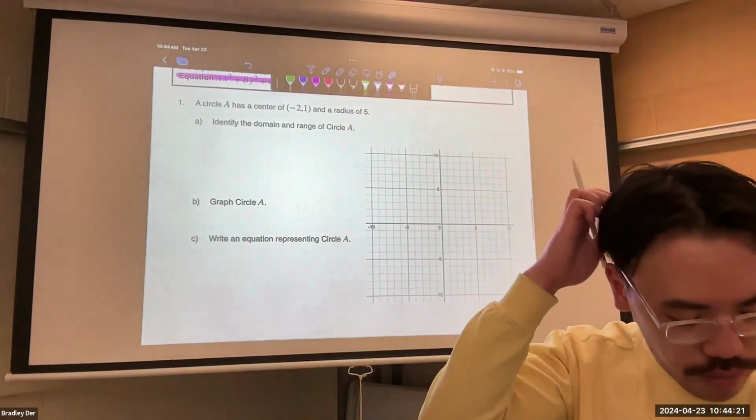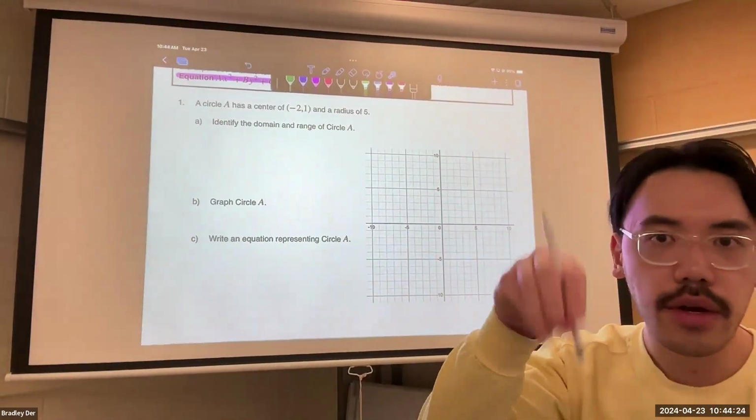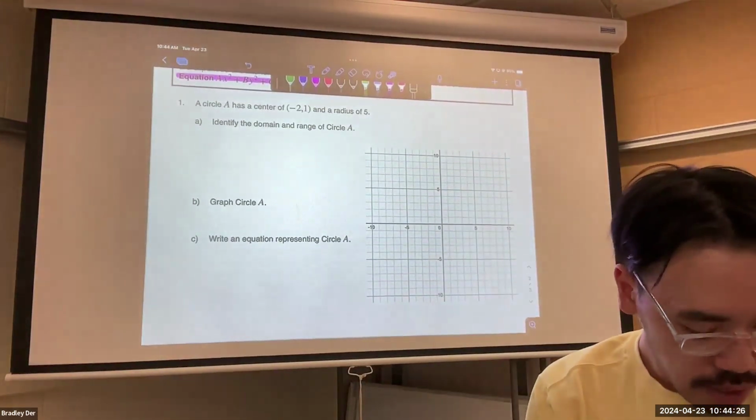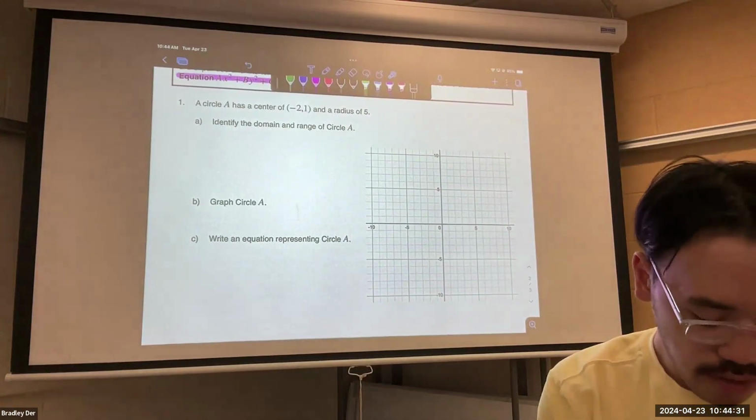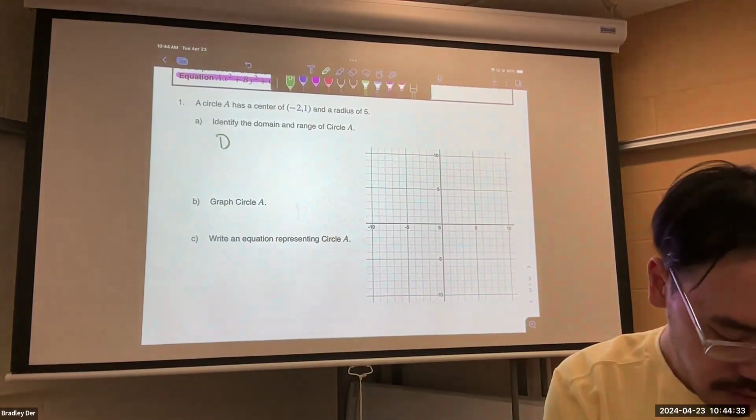All right, I'll do number 1 with you together, and I'll have you do a problem on your own, and then we'll do number 3 together. So number 1: circle A has a center of (-2, 1) and a radius of 5. Identify the domain and range.